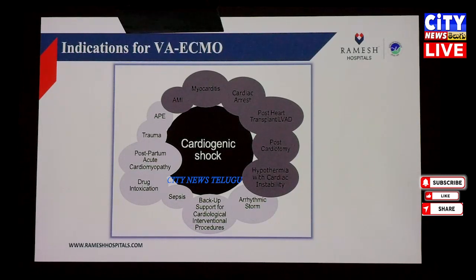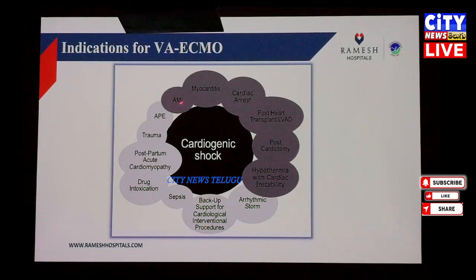The dark circles are those indications wherein there is clear-cut evidence that ECMO is beneficial. A lot of RCTs are there. There is absolutely no doubt there. While the light ones are upcoming indications where ECMO is going to be beneficial, but not as much as the darker ones. So which are the darker ones?